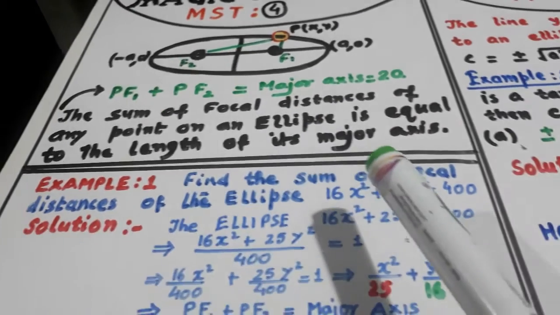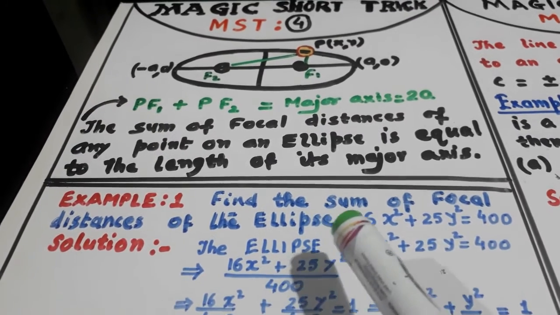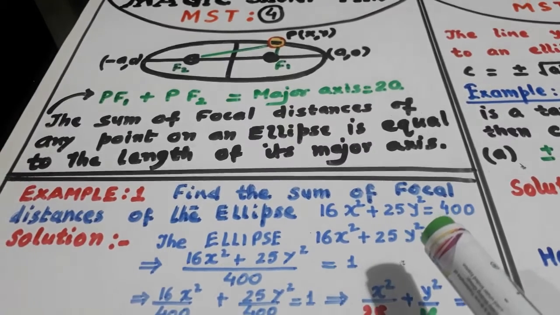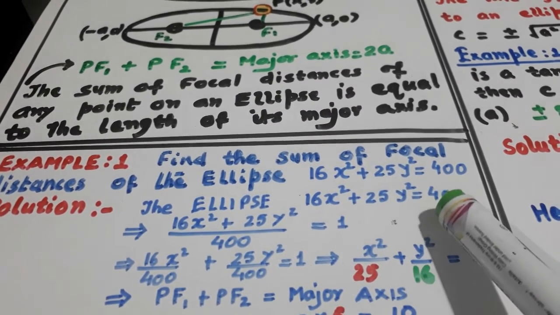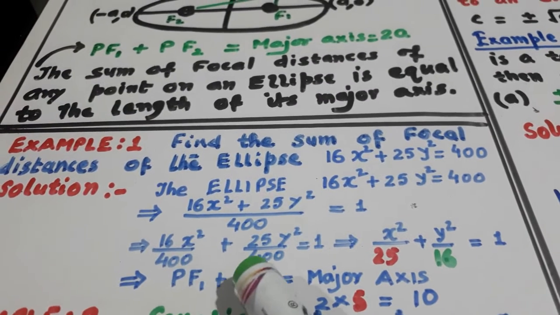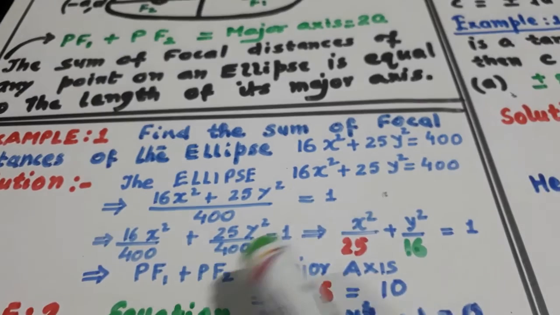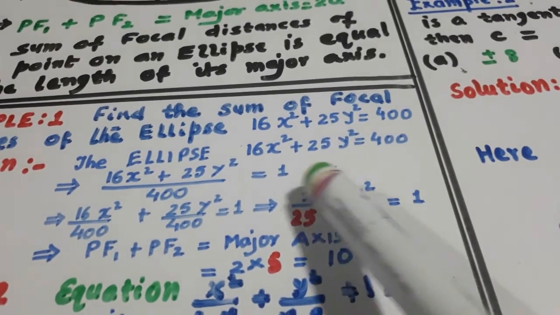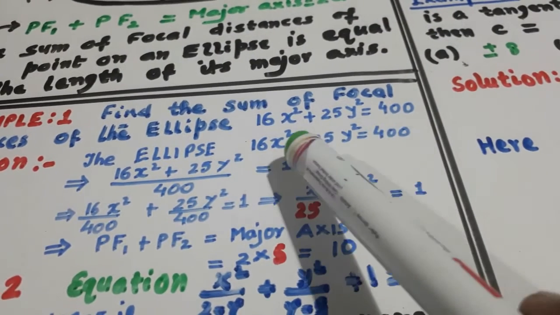So let us go to the question part. Find the sum of the focal distances of the ellipse. This is the ellipse. Now let us put it in standard form. Divide each term by 400. You get x square by 25 plus y square by 16 is equal to 1. This is the standard form.